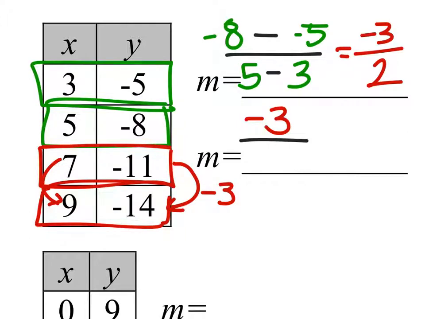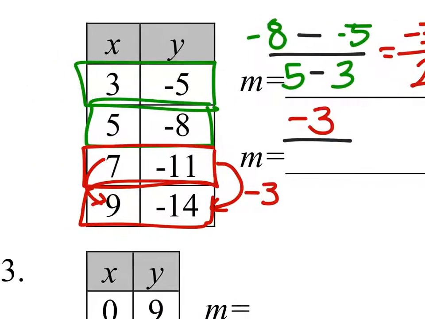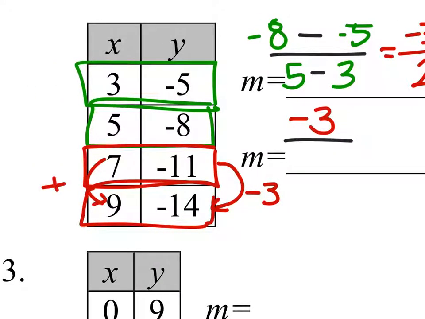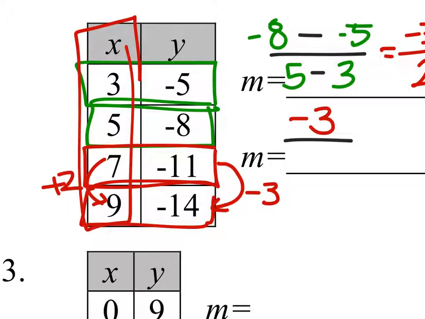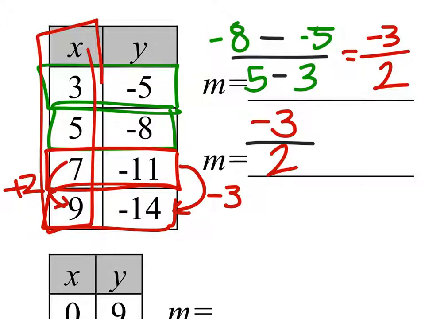Add 2, that's better. So that is our denominator, because that is the change in the x's, right here. So there's a 2 right there. And we got the same slope, no matter which way we did it.